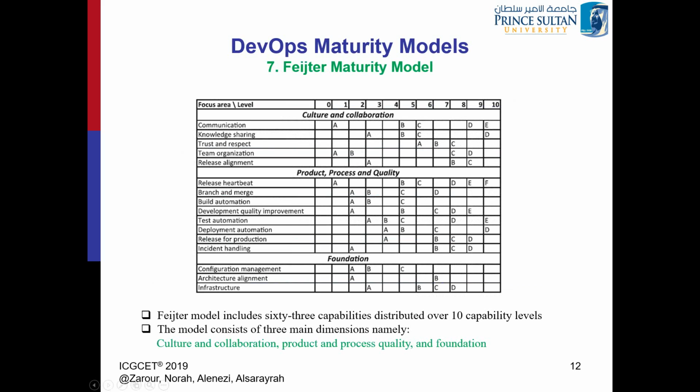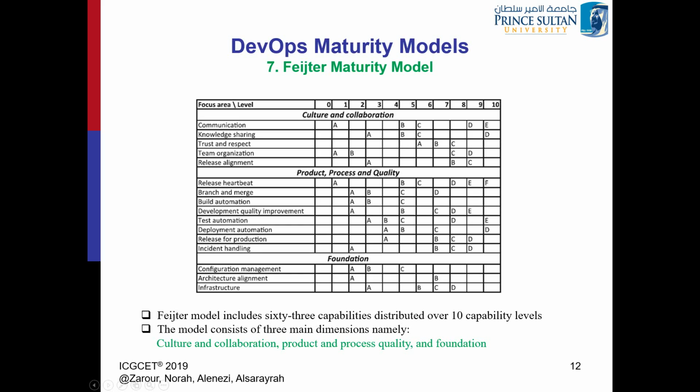The seventh model, developed by another researcher, is the Feiter maturity model. This is a little different from the other maturity models, where this model has 63 capabilities distributed over 10 main capability levels. Here is a sample of the 63 capabilities. This model consists of 3 main dimensions, which are culture and collaboration, product, process, and quality, and the foundation. So this is a quick review of the different maturity models.